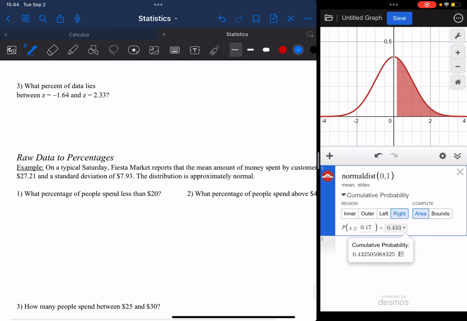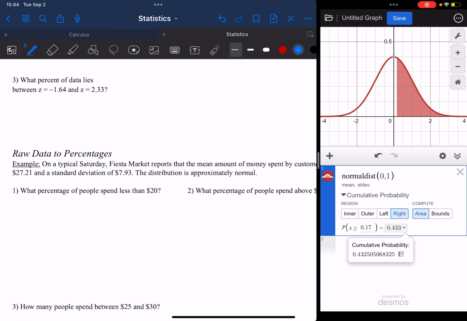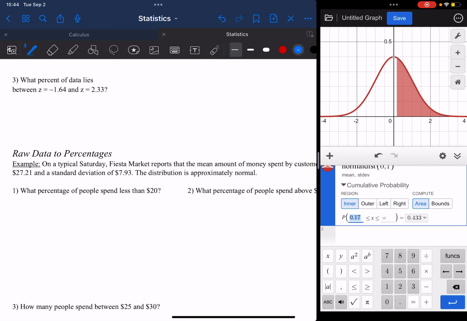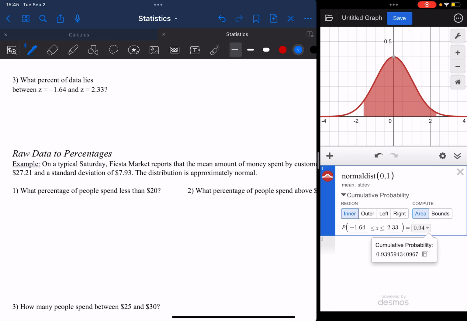Okay, on number 3, it wants me to know what percent of data lies between. So I'm going to go to enter because it talks about in between, and I'm going to type in each of my z-scores. So I have negative 1.64 and then positive 2.33. And if I hit the drop down right here, I get my answer is 0.9396 because I'm rounding that last decimal point.